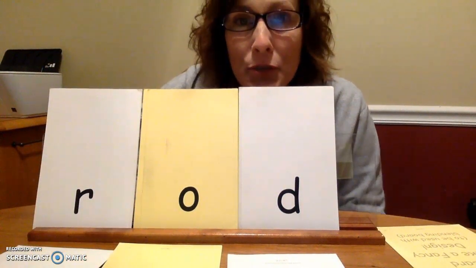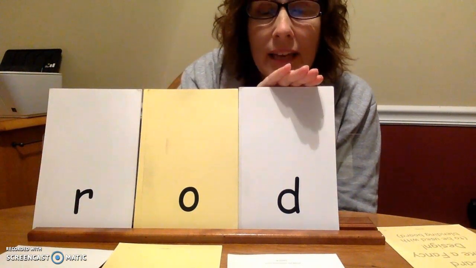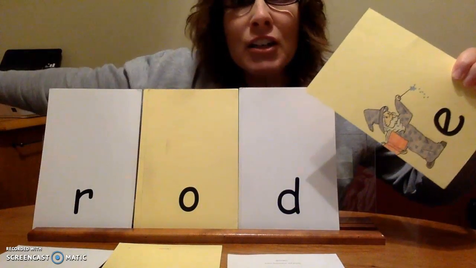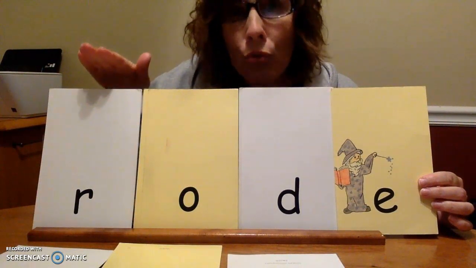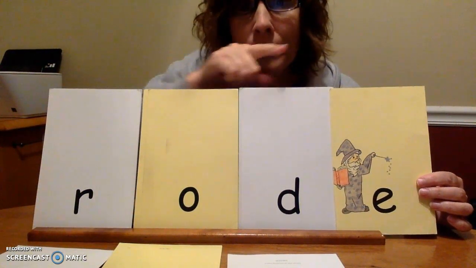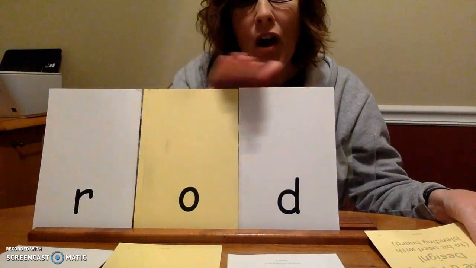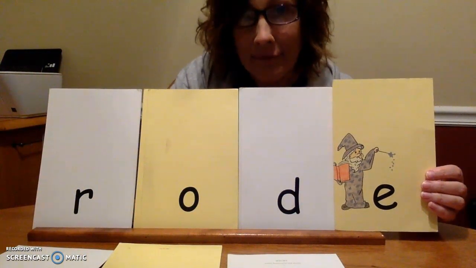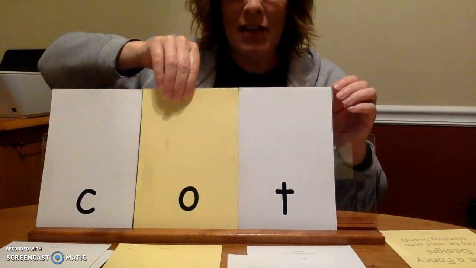Okay, so this word, you can blend it with me. Rod. Well, magic E comes along, gives all of his power to this O, so he can shout out his name. So then the word becomes road. No sound from the E. So we went from rod to magic E, making it say road. Okay, let's try another one. I like magic E words.